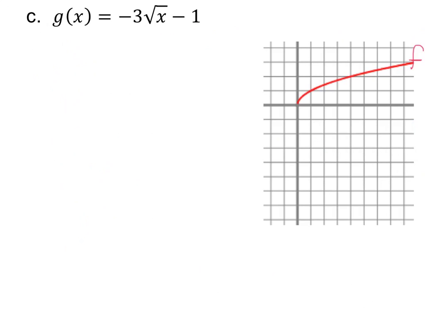When we look at c, we can see that 3 different things are happening to our parent function of square root of x. We have the 3 in front of the square root of x, which tells us that we are vertically stretching by a factor of 3. Because that's negative 3, we're going to reflect that across the x-axis. And then, finally, we have minus 1, which tells us we'll translate that down 1 unit. So, our starting point will be here, and we've got that stretch.